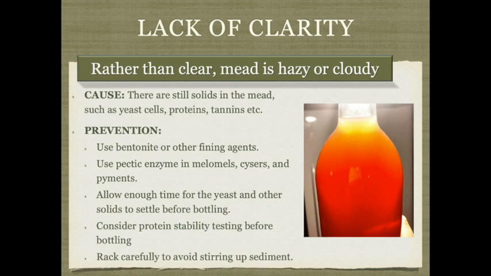Prevention: use a bentonite or other fining agents. If you're using a fruit-based mead, consider using pectic enzyme or some of the other enzymes. Sometimes simply giving enough time and maybe a little bit of cold stabilization will let the yeast and other solids settle out before racking and then bottling. Consider protein stability testing and other stability testing before bottling. Rack carefully to avoid stirring up the sediment.